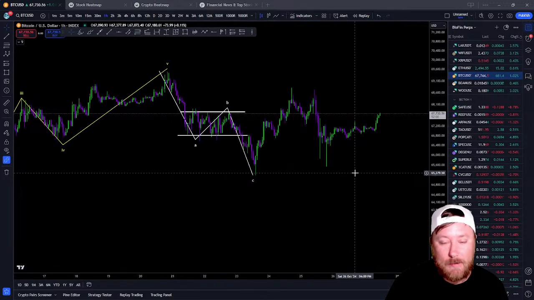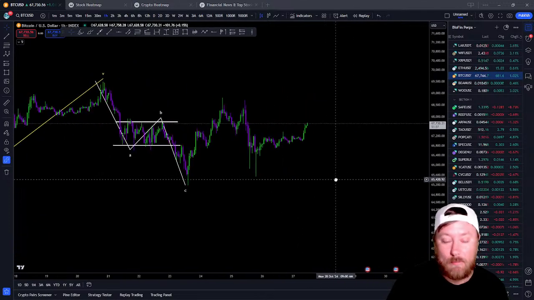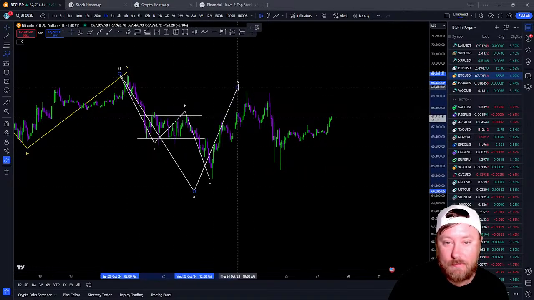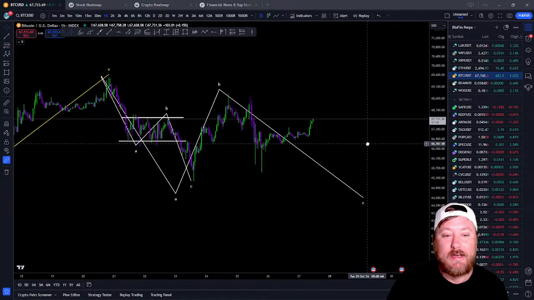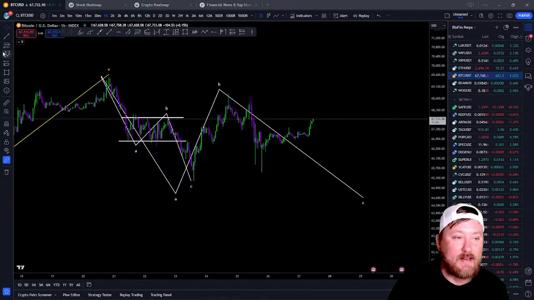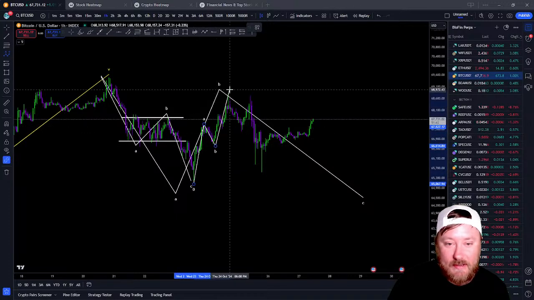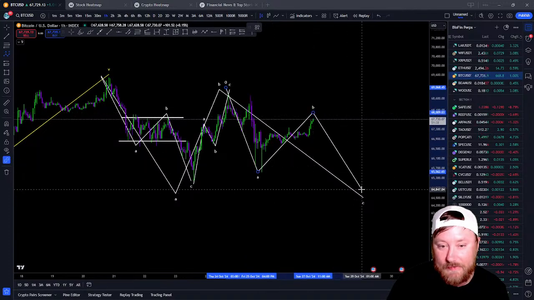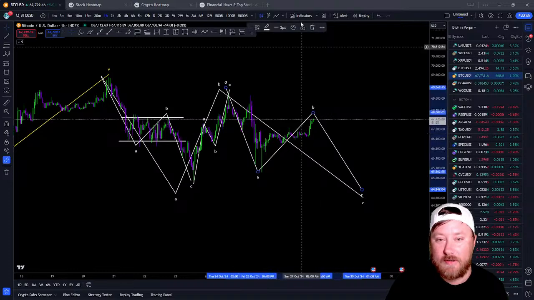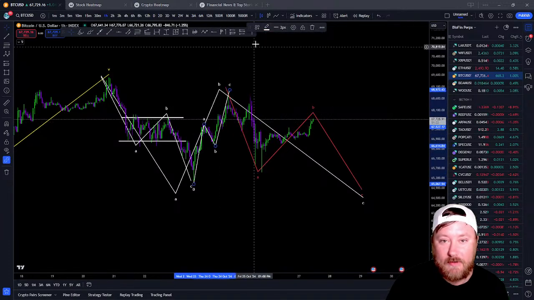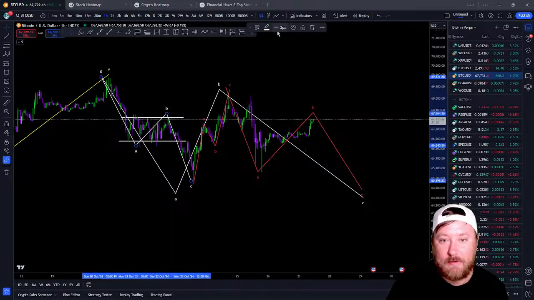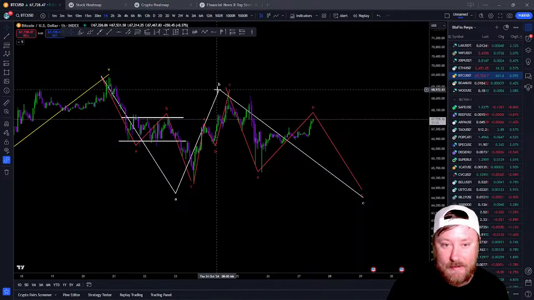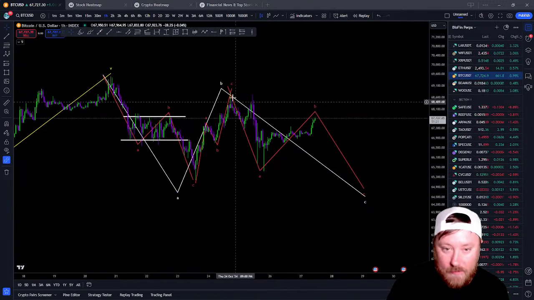So I think it could be more likely than not that this is a larger ABC, like I had shown you earlier. And we've got an ABC inside of that, and another ABC inside of that. Another A, B, C is what I would be looking for here. I'd be looking for another ABC within this to create the C leg of this more macro A, B, C.